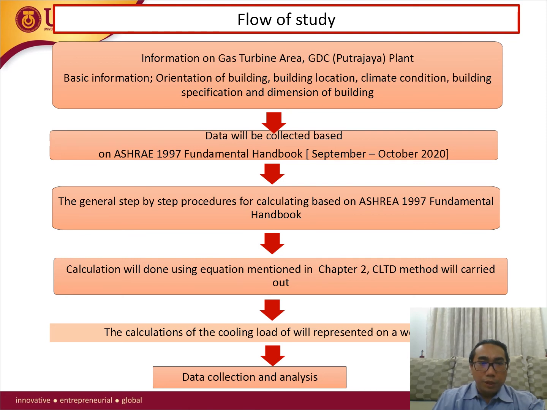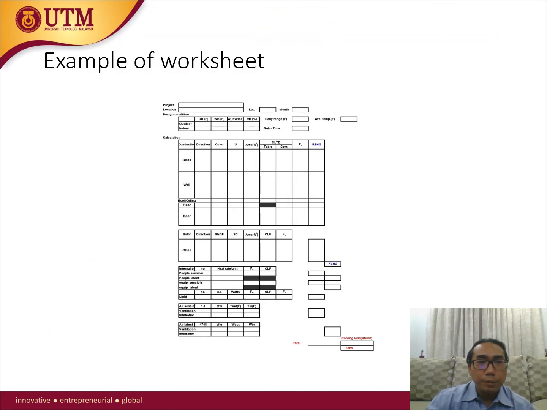Data was collected based on the ASHRAE 1997 Fundamentals Handbook, from September to October 2020. The general step-by-step procedure for calculation is based on the ASHRAE 1997 Fundamentals Handbook. Calculation will be done using equations mentioned in Chapter 2, the CLTD method we carry out. The calculation of the cooling load will be presented on a worksheet. And finally, the data collection and analysis. As you can see, this is an example of the worksheet. All of my data will be tabulated and calculated using this worksheet.